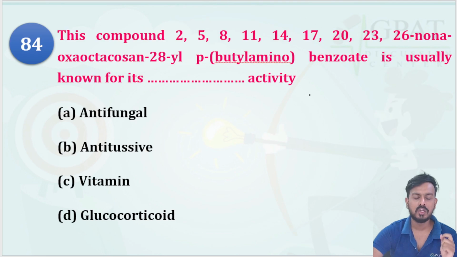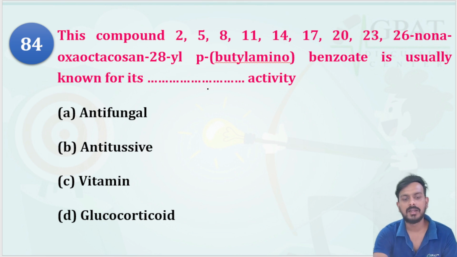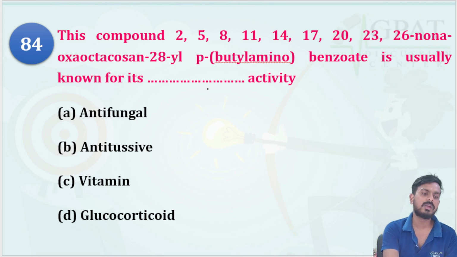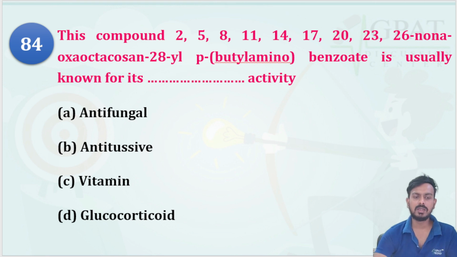Moving to the next question: the compound 2,5,8,11,14,17,20,23-nonaoxapentacosan-25-yl para-butylaminobenzoate is usually known for which activity? Antifungal activity, antitussive activity, or is it a vitamin, or a corticoid? For sure it is not a corticoid. What will be the other options? A vitamin? You have not seen such a structure in vitamins. So the correct answer will be from antifungal or antitussive.